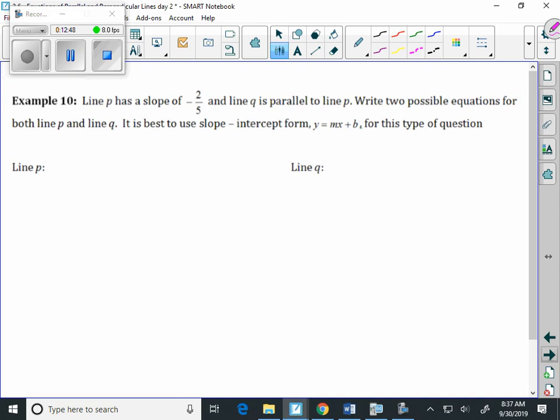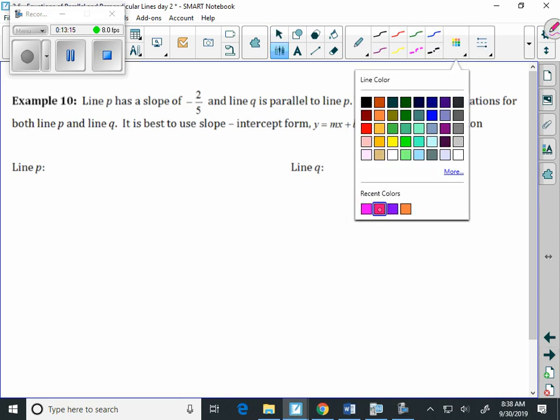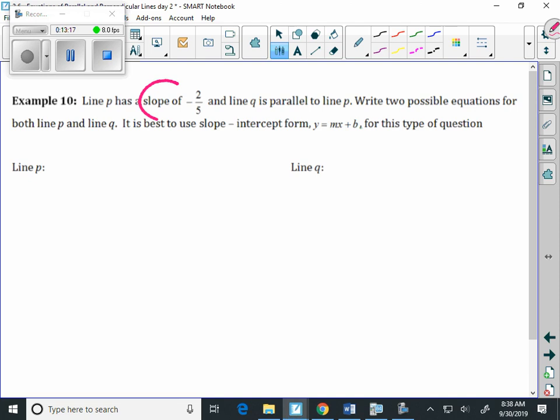Number 10. Leaves a little bit of room for creativity on this one because we have line P has slope of negative 2/5 and line Q is parallel to line P. And we want to write two possible equations for both line P and line Q. We want to write it in slope-intercept form, which is y equals mx plus b. But the only real information that I've given you in this particular problem is the slope and then that they're parallel.